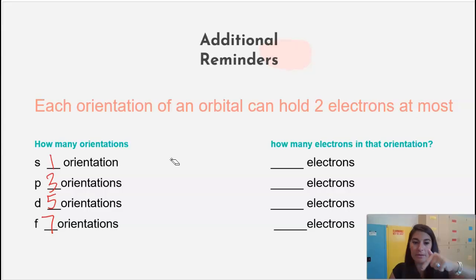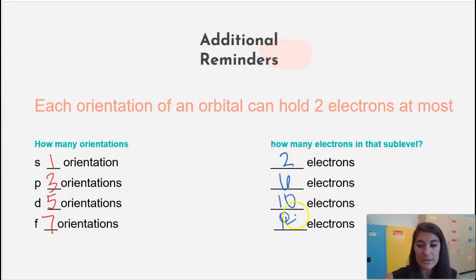Then, based on the fact that every orientation can hold 2 electrons, and that we have reviewed how many orientations are in each sublevel, go ahead and fill in how many electrons are in each of those sublevels. So 1 orientation for S, holding a maximum of 2 electrons, so 2. 6 for P, 10 for D, and 14 for F. Hopefully you got that.